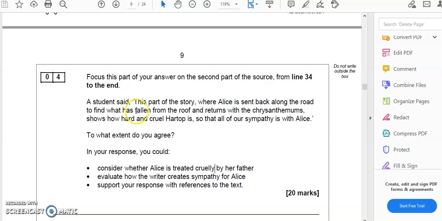So, what you want to do, in a couple of seconds, is pause the video and give yourself 25 to 30 minutes for it. Okay, so pause the video now.